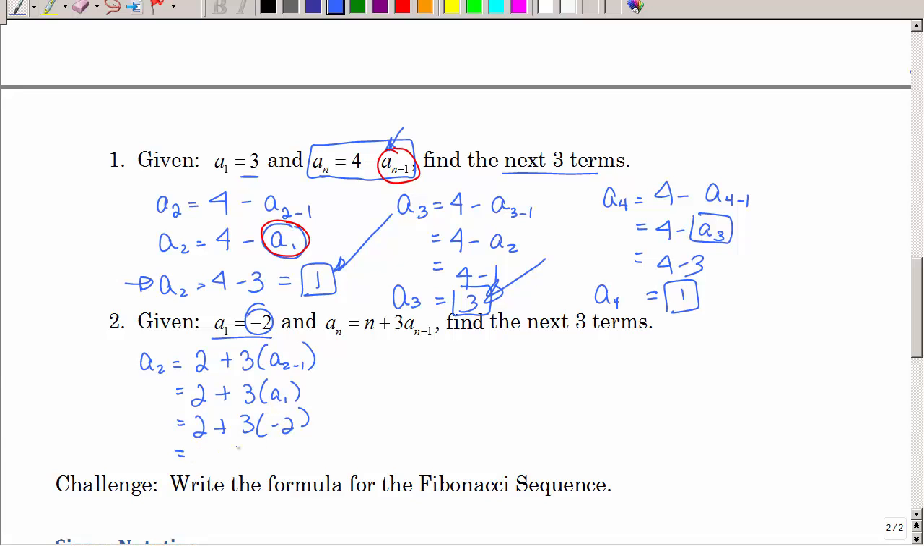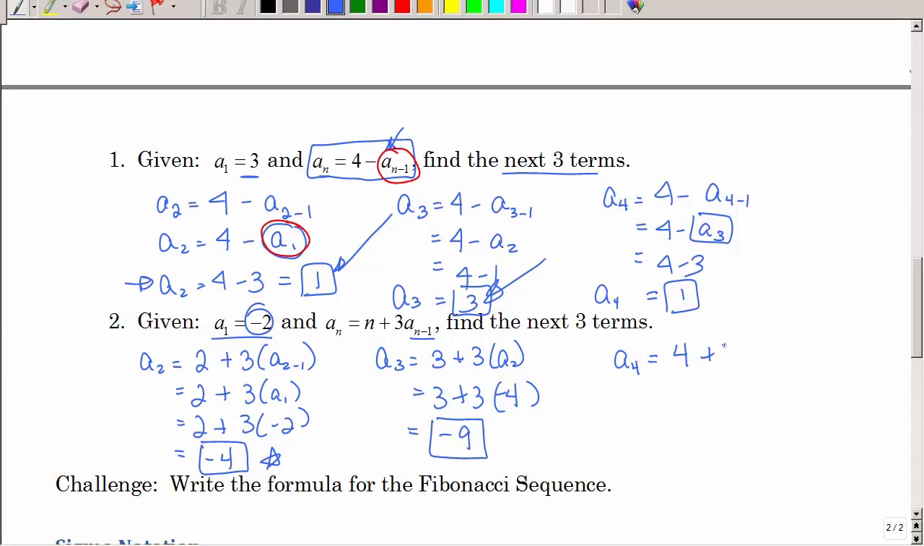Negative 2. So what is that? Negative 4. Third term. We have n, which is 3, plus 3 times the previous term. I'm going to skip a step here. The previous term. So that was the second term. And what was the previous one? It was negative 4. So we have negative 12 plus 3 is negative 9. The next term would be 4 plus 3 times the previous term. In this case was negative 9, so we have negative 27 plus 4, I think, is negative 23.